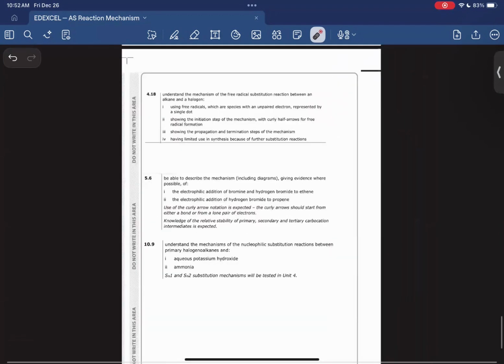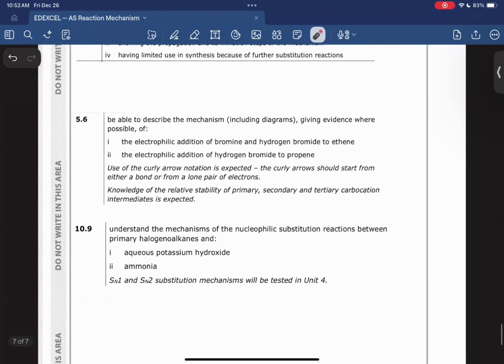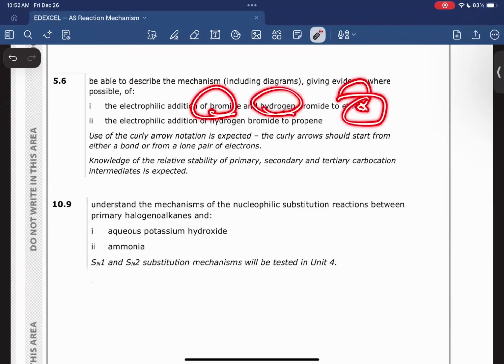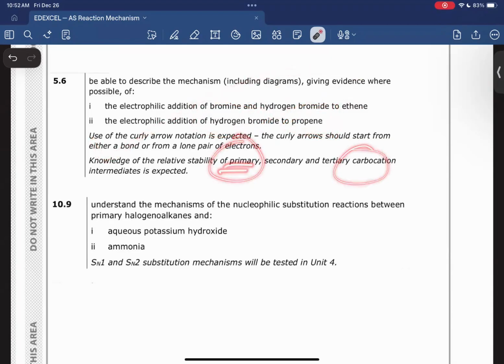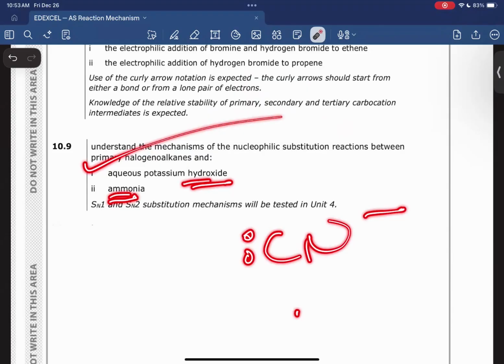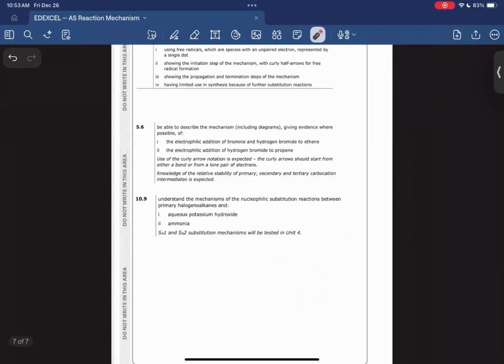So we have done this. Let me just tick this off. We have done this substitution. We have done this explicitly for hydrogen bromide and for bromine. Bromine and hydrogen bromide to ethene and hydrogen bromide to propene, a 3-carbon compound. We have done this. We have also looked at the stabilities as well. Now we have done it with OH minus, NH3, and I have also shown you the one for CN minus and the other for H2 as well. So that concludes the crash course on the mechanism for these questions.